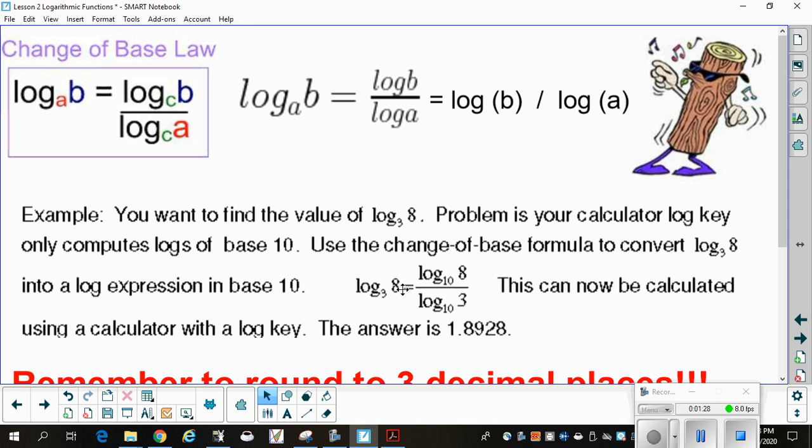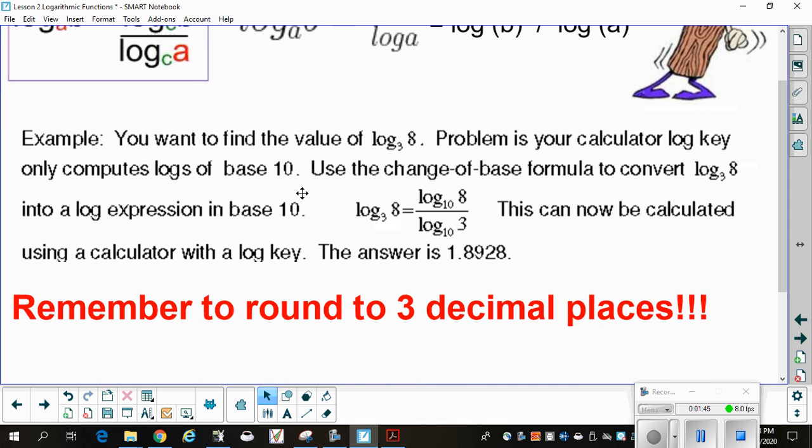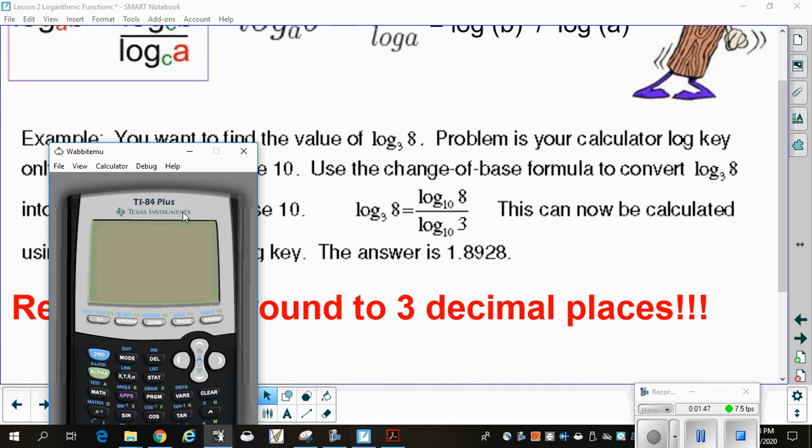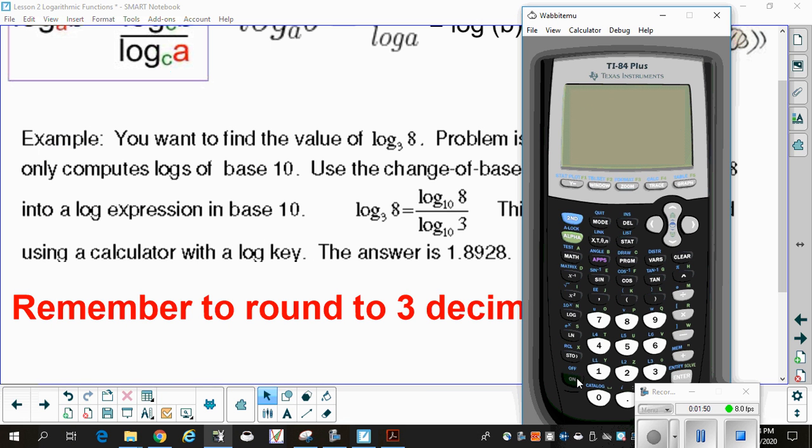Well, I can use this change of base formula to convert. Log base 3 of 8 becomes log base 10 of 8 divided by log base 10 of 3. Essentially, the 3 stays downstairs, and I just use log. I would get the exact same thing if I did natural log of 8 divided by natural log of 3. So I can use either one of those buttons. So now I could pull this up, and I can say, great. I'm just going to do log base 10 of 8. Don't forget to close your parentheses, divided by log of 3. And that'll give me my answer.